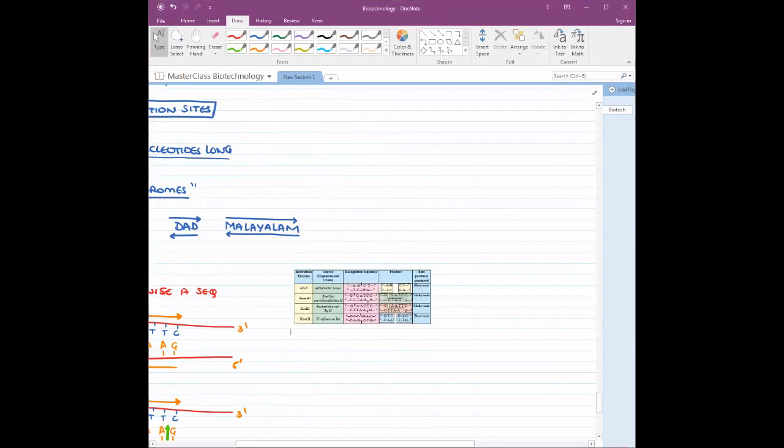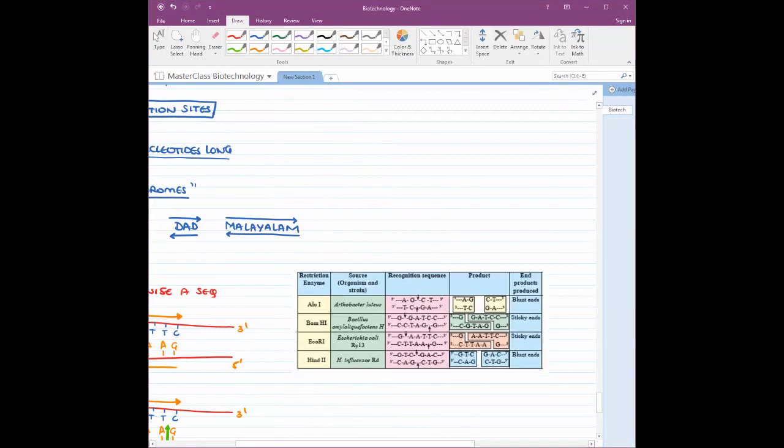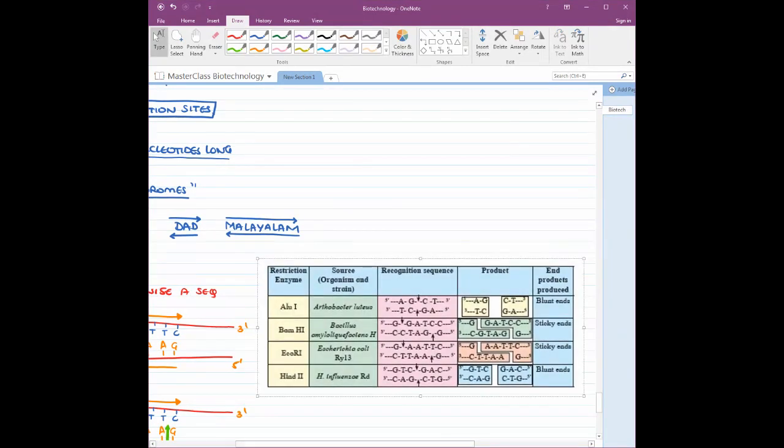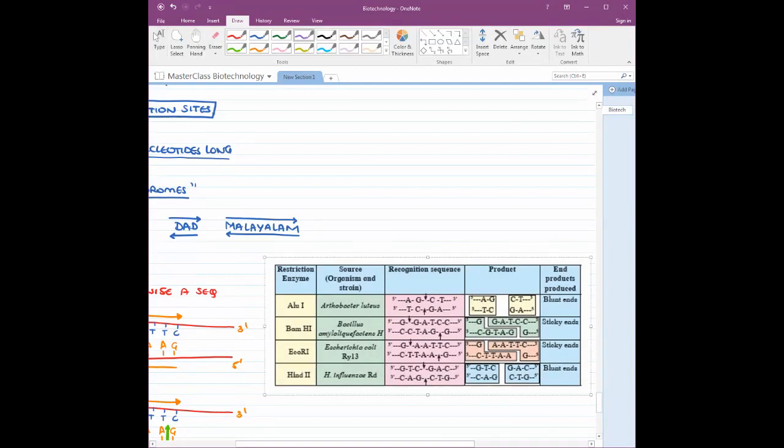Now, guys, let me give you one more small thing. There's one table from your textbook which gives you a list of other restriction endonucleases and how they cut. The first one is AluI, a restriction enzyme obtained from Arthrobacter luteus. The sequence is AGCT, four nucleotides long.